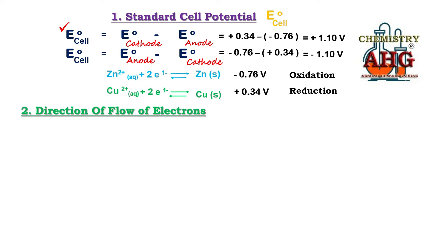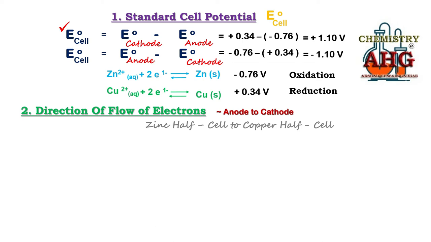You must remember, in a cell, the direction of flow of electrons is always from anode to cathode, from oxidation to reduction. Right now you can see which half cell is acting as anode, zinc, and which half cell is acting as cathode, copper. So what will be the direction of flow of electrons in this cell? The direction of flow of electrons will be from the zinc half cell to the copper half cell, because zinc is acting as an anode. Now I'm going to give you some more examples.